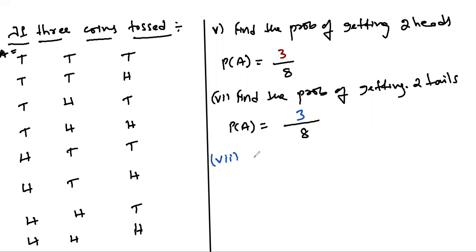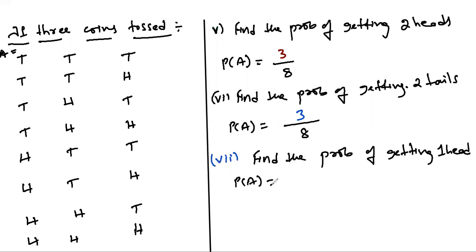Find the probability of getting one head. P of A is equal to, total is 8, one head. So what is the one head condition? 1, 2, so 2 out of 8 is equal to 1 by 4.